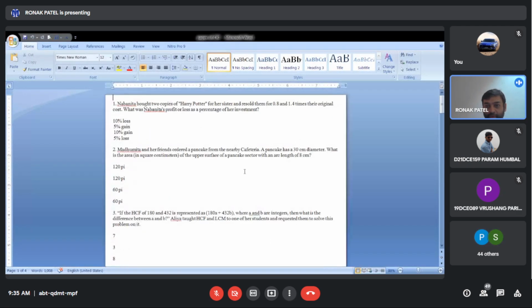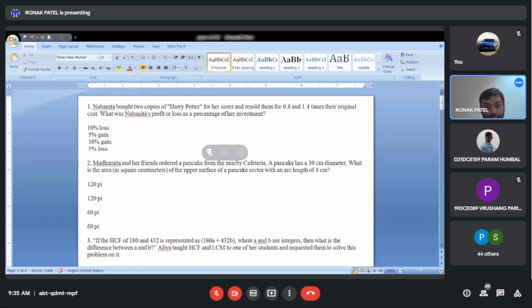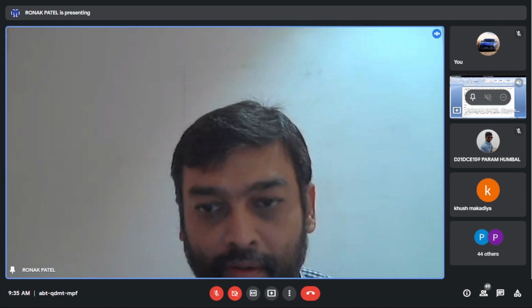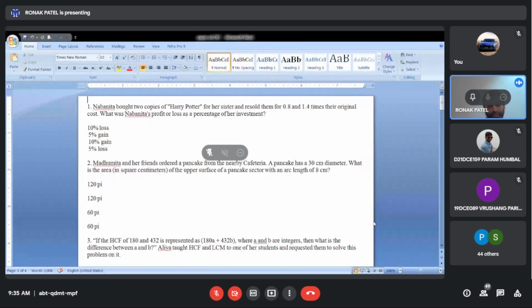Can everybody see something on screen? Yes, sir. At the same time, can you see? Hope so. These are the questions that I brought from the internet, asked in one of the TCS type of question papers, or a general aptitude test paper. We have gone through percentage, profit, loss, and a lot of other things, right?